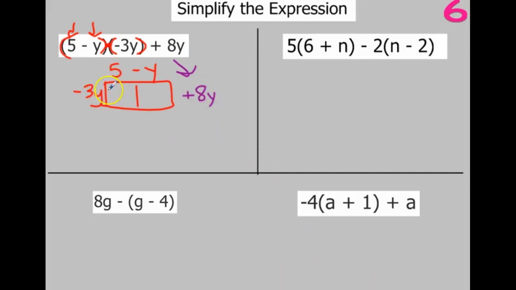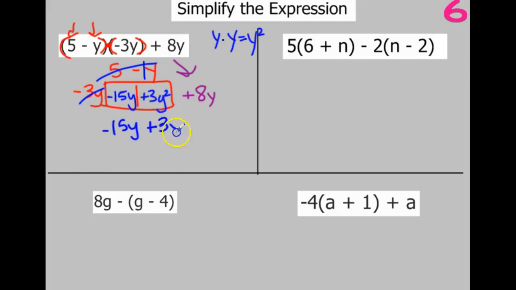They're not distributing. So negative 3 times 5 is negative 15 with the y. Negative 3 times really a negative 1 makes a positive 3. And y times y, this is where people mess up, is really y to the power of 2. Y times y is y squared. So we're done with those. We have negative 15y plus 3y squared plus 8y.